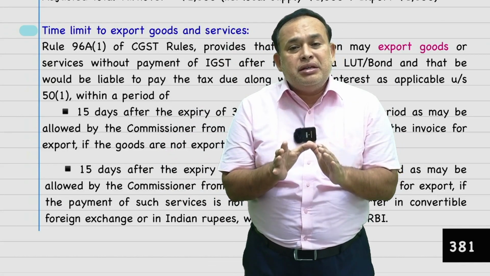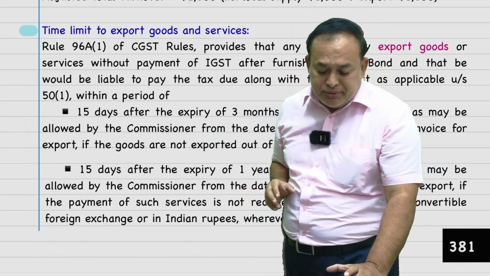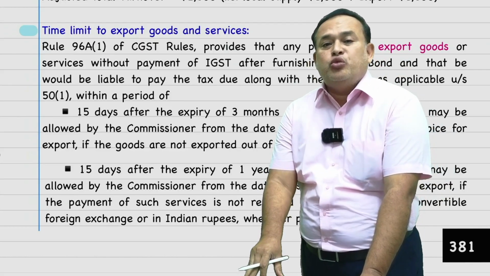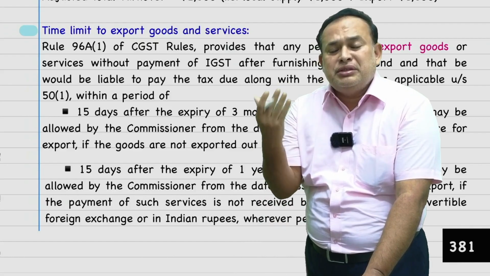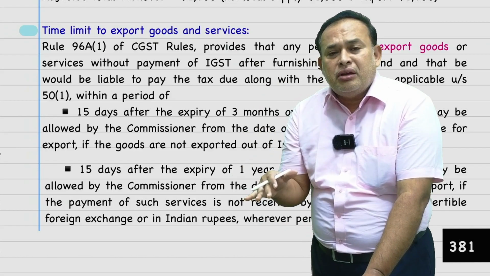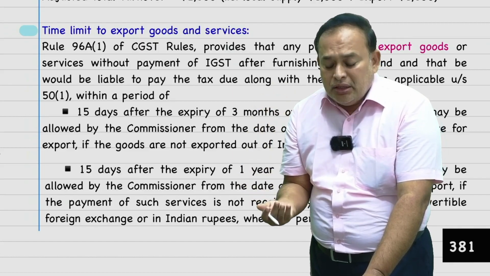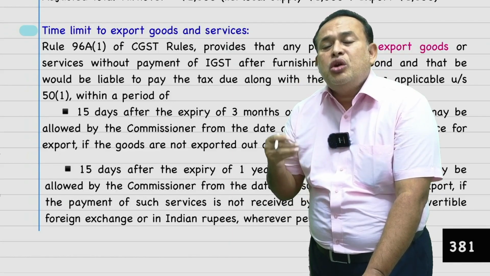Now, the time limit to export. With regard to supply of goods, my dear friends, a 3 months time period is given from the date of issue of invoice. A taxpayer issues the tax invoice. The invoice, the tax invoice is not required to mention the tax, which is zero rate supply. It is denominated in the foreign currency, the export invoice that you are preparing. So within 3 months from the date of invoice, you have to export.